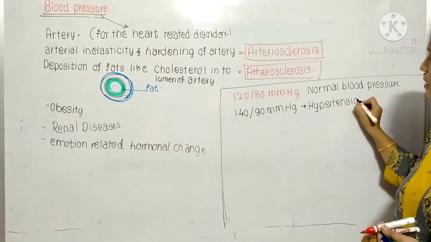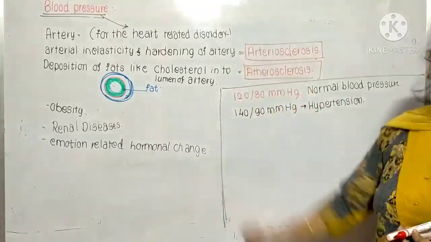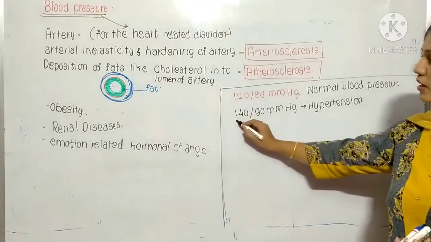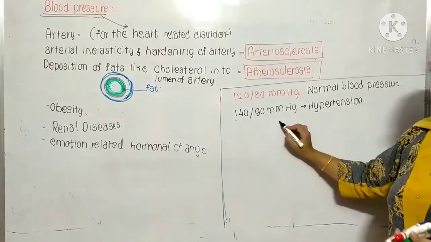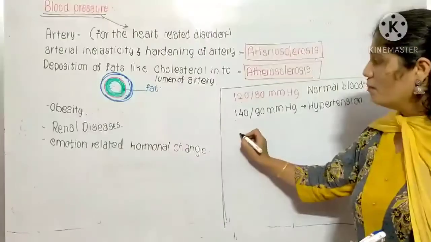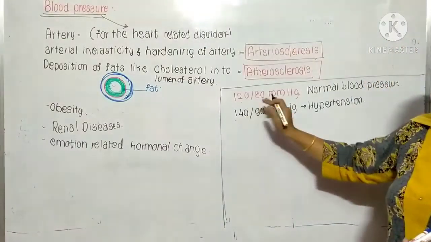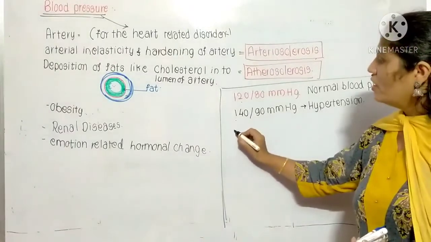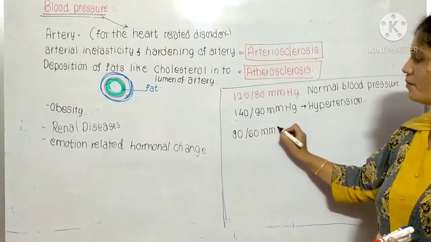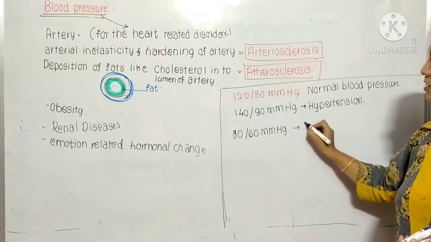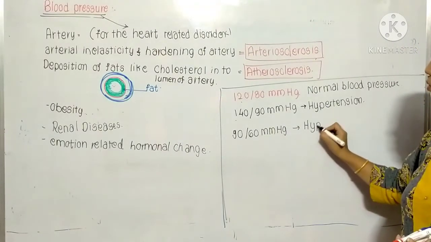The reasons behind hypertension are different. We'll see those reasons in the next topic. Whenever the blood pressure is more than normal, approximately 140/90, that is hypertension. And whenever the blood pressure is less than 120/80, meaning how much, it is 90/60 mmHg, it is known as hypotension.